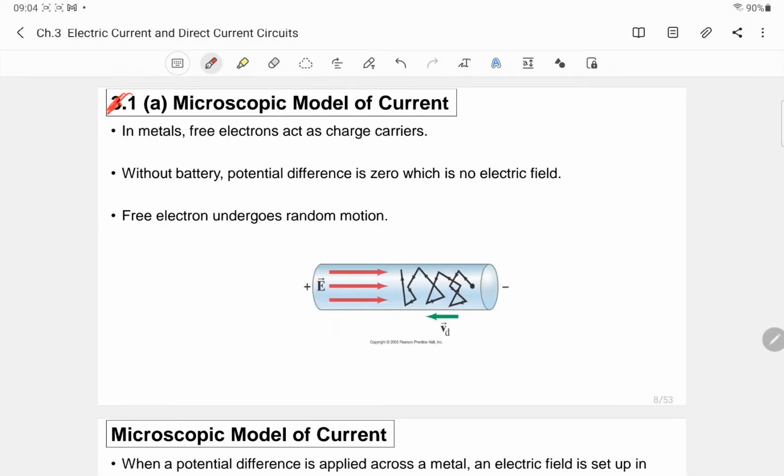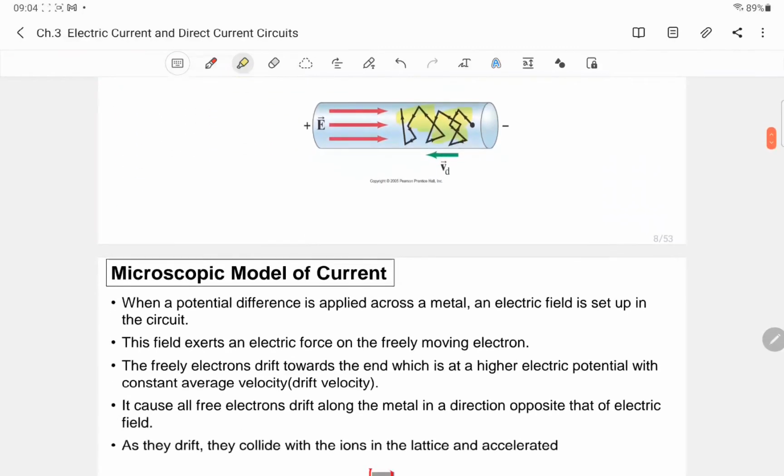So for 3.1 we have the microscopic model of current. I explain again the microscopic model of current. Remember, in metals, free electrons act as charge carriers. Without battery, potential difference is 0 with no electric field, and then free electrons undergo random motion. When a potential difference is applied across a metal, an electric field is set up in the circuit. This field exerts an electric force on the freely moving electrons.